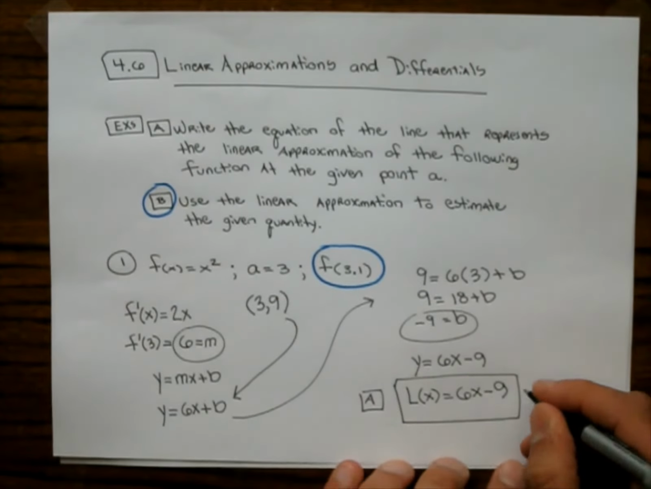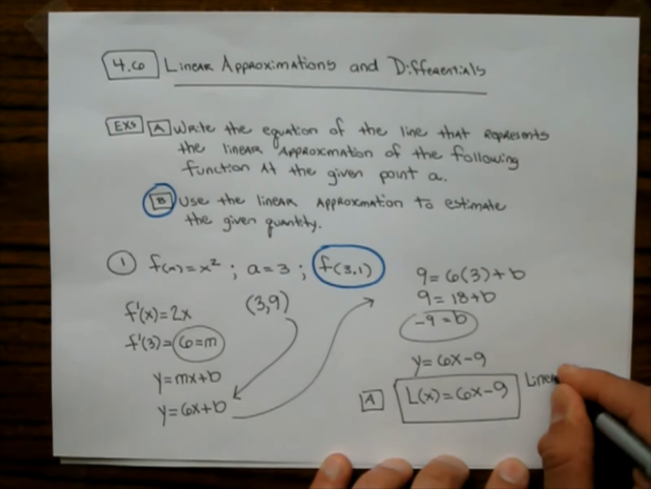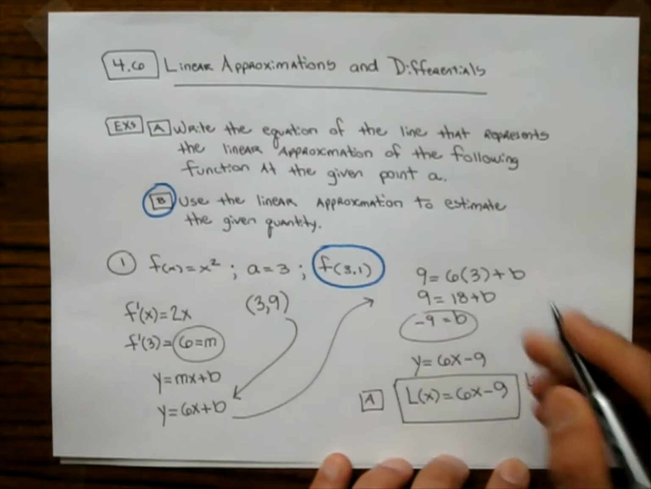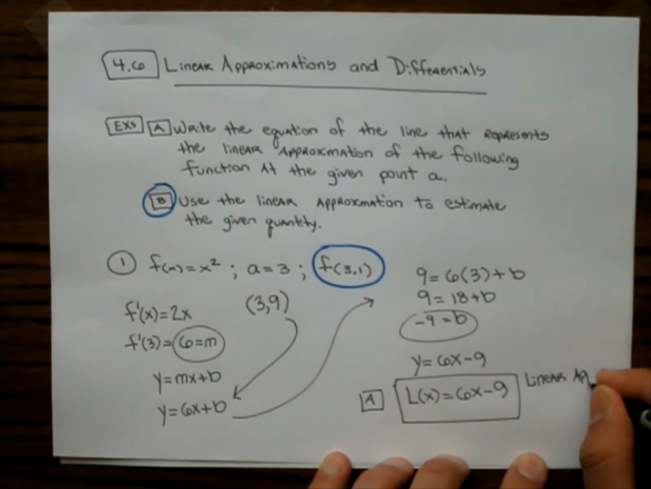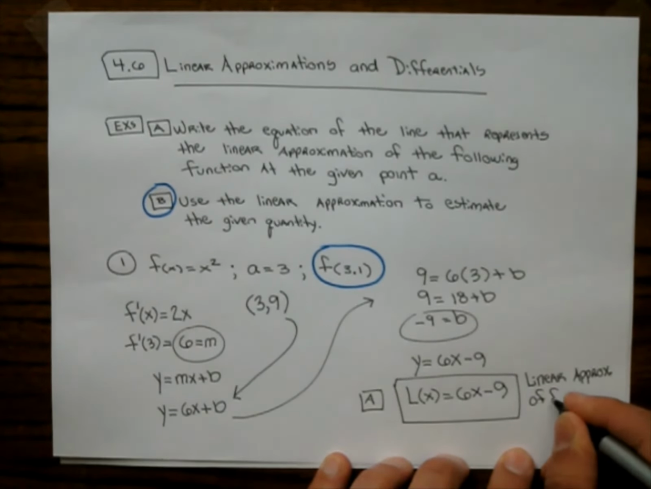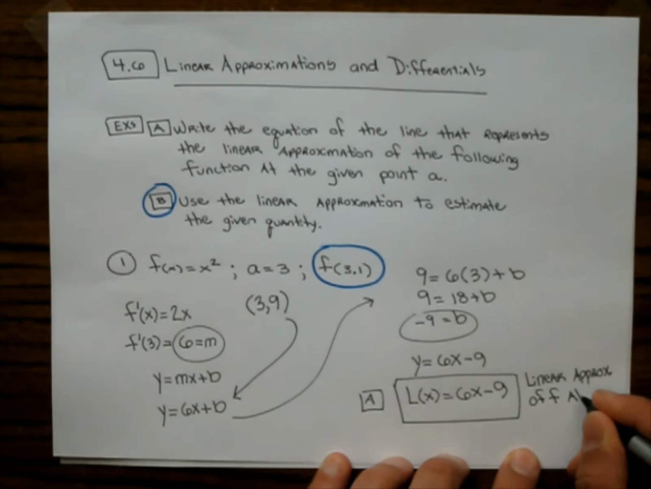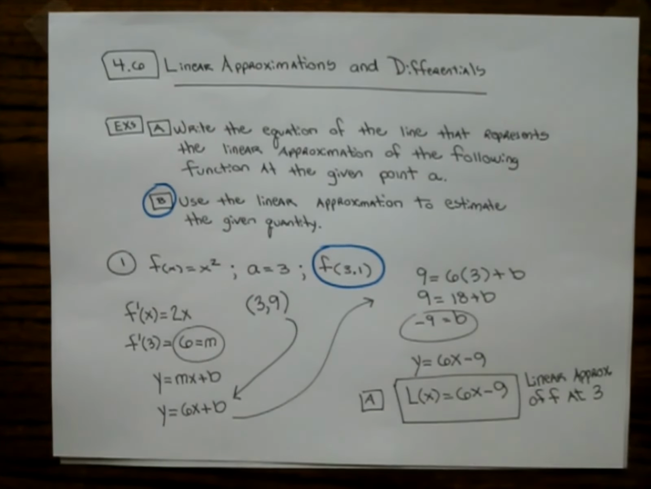And this is called a linear approximation of f at 3. Sometimes people will call this the tangent line approximation of f at 3, and some books will call this the linearization of f at 3. So depending on which calculus book you use, our calculus book calls it the linear approximation of f at 3.